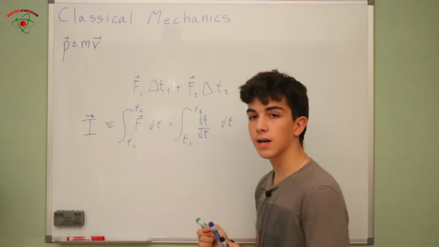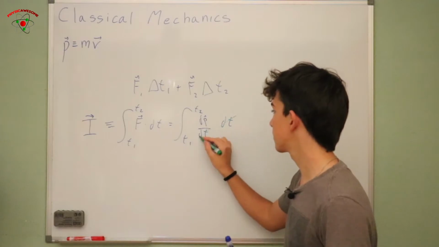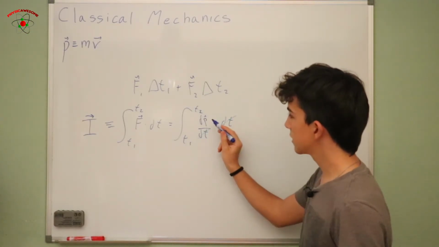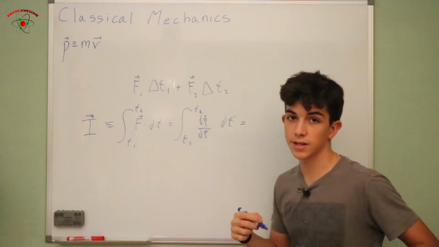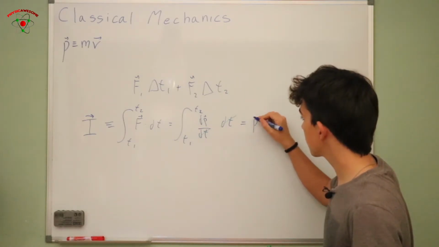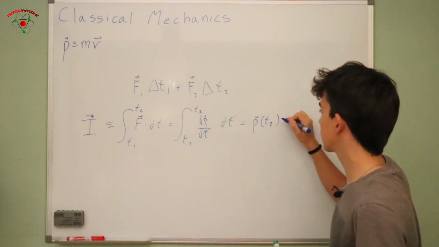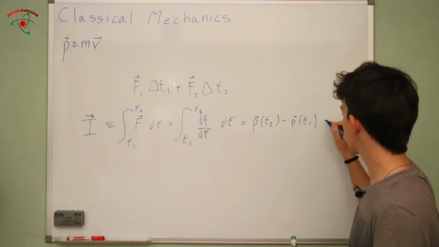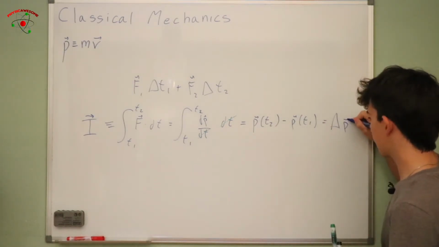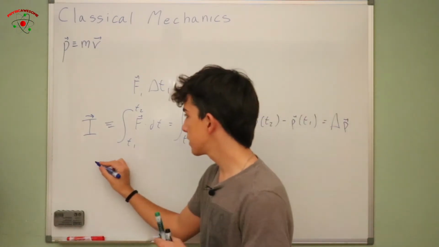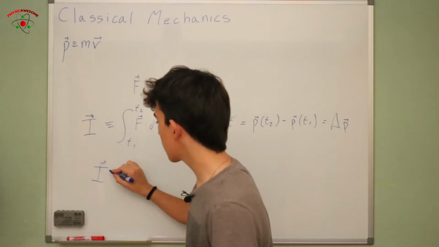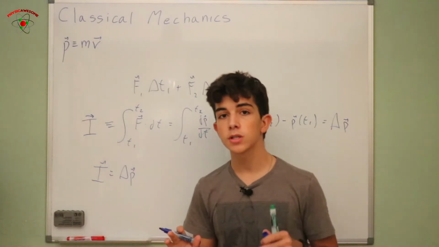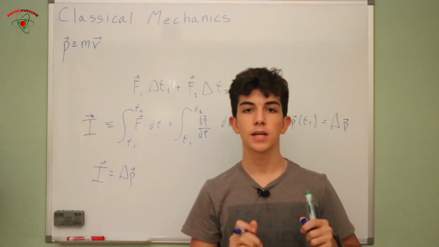And we can cancel these differentials, and we get that this is dp. We can easily solve that integral, and it's p at t2 minus p at t1, and this is just delta p. So we see that impulse and momentum are really correlated, as impulse is just a change in momentum.